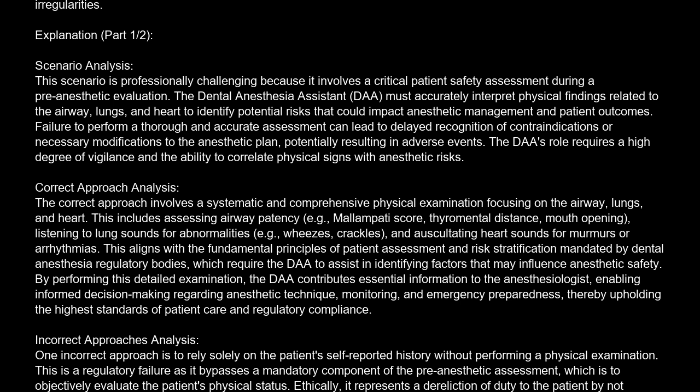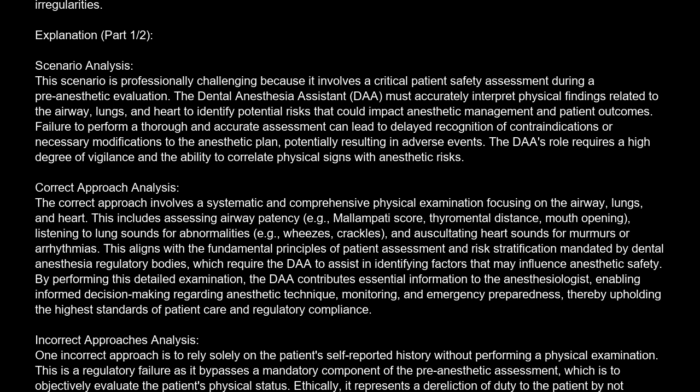This aligns with the fundamental principles of patient assessment and risk stratification mandated by dental anesthesia regulatory bodies, which require the DAA to assist in identifying factors that may influence anesthetic safety. By performing this detailed examination, the DAA contributes essential information to the anesthesiologist, enabling informed decision-making regarding anesthetic technique, monitoring, and emergency preparedness, thereby upholding the highest standards of patient care and regulatory compliance.